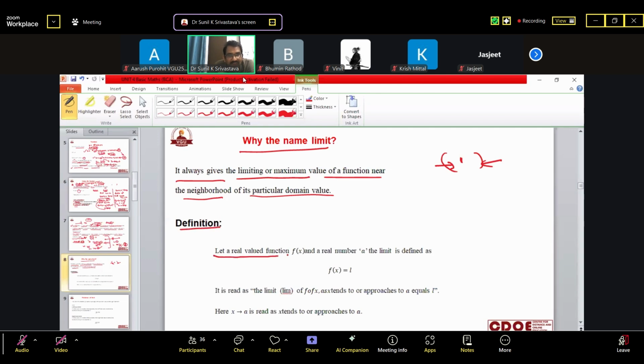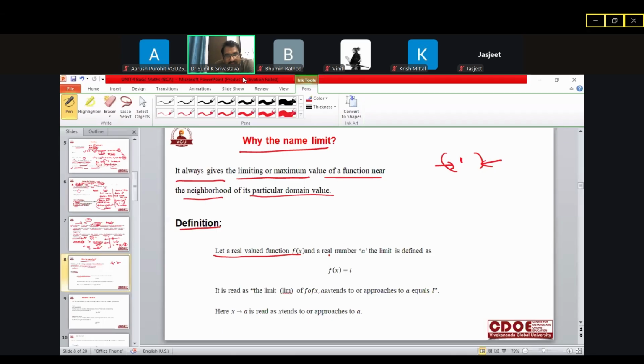For a real valued function f of x and a real number a, the limit of the function at x is equal to a is denoted by L. That is the notation of the function. When x tends to a, not exactly at a, it is written as x tends to a. When the value of x approaches a, not at a, that is the difference. It is x tends to a.